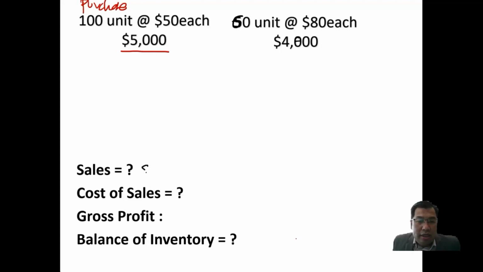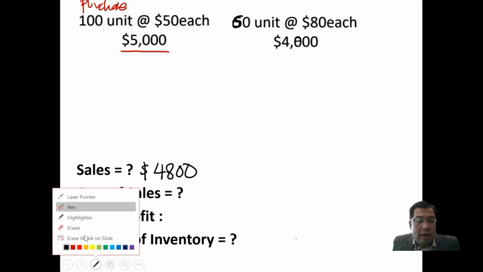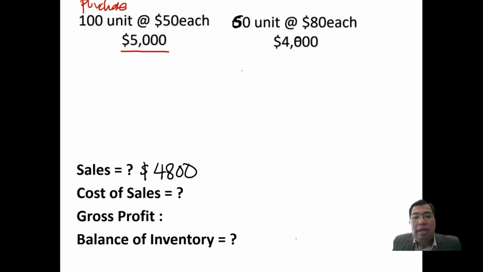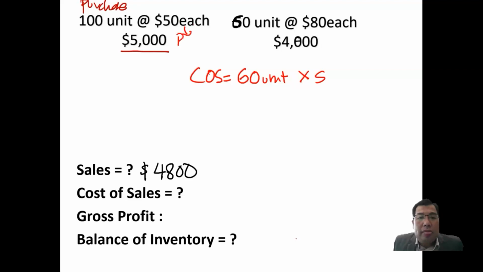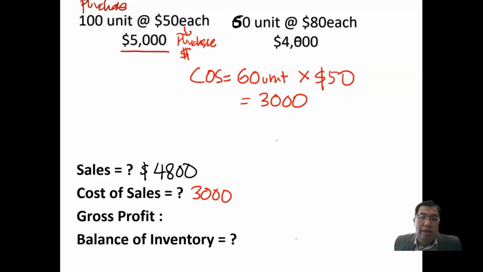My sales figure is 4,800. Can anyone help me to determine what will be the cost of sales? What's my cost of sales? I'm selling 60 units. My cost of sales, 60 units. What is the cost per unit? This is the purchase price. This is my cost, the purchase price. So multiply by 50, that gives me 3,000. So this will be my cost, 3,000. This is sales for 60 units. This is cost for 60 units.